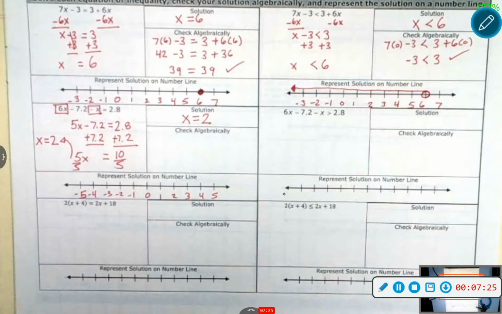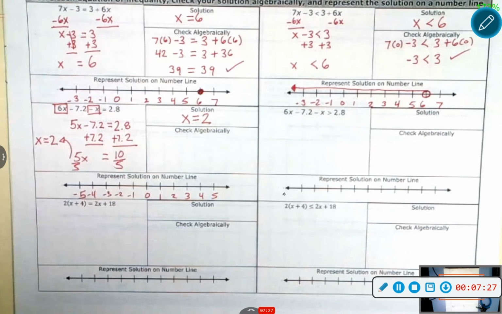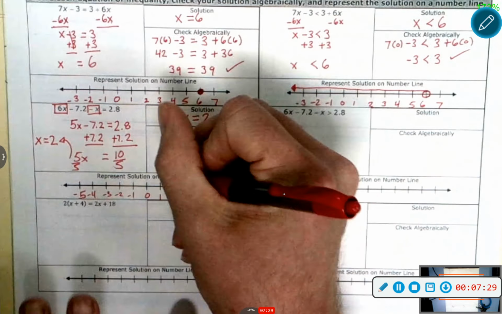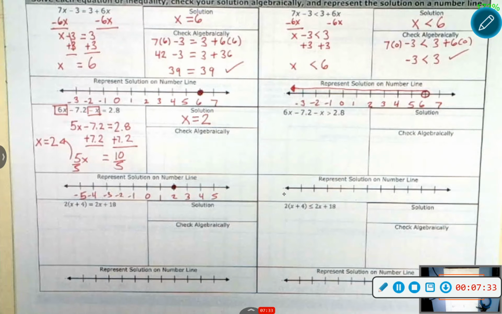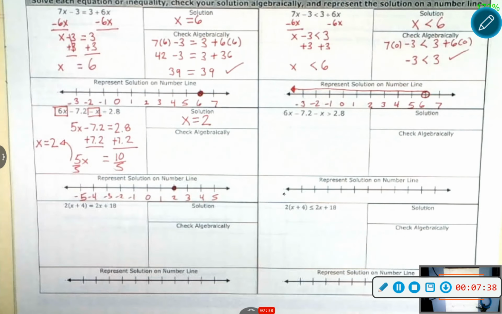And again, when you have a single solution on a number line, the only way to represent that is with a closed dot on the number line. Because x is equal to 2, it is only on 2 that my solution exists.